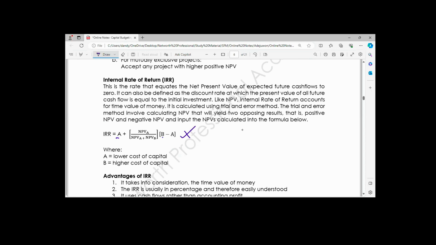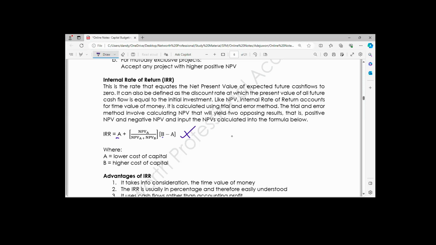All right. So, what is the decision rule under internal rate of return? For independent projects, you accept if IRR is greater than the company cost of capital.